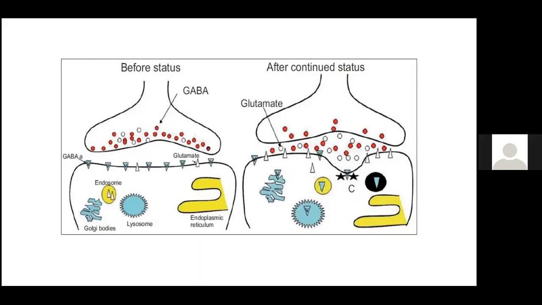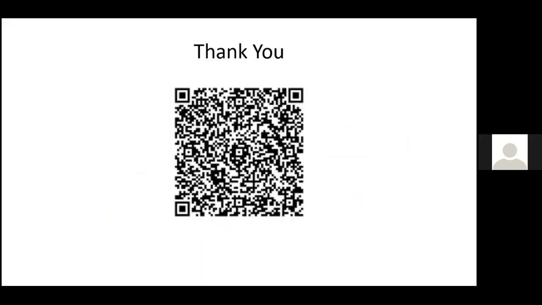So yes, the GABA receptors stop working because they've been internalized. You've only got glutamate, so giving further benzodiazepine doesn't work, and therefore you want to be thinking of anaesthetizing the patient or other drugs. And that's status epilepticus in a nutshell.